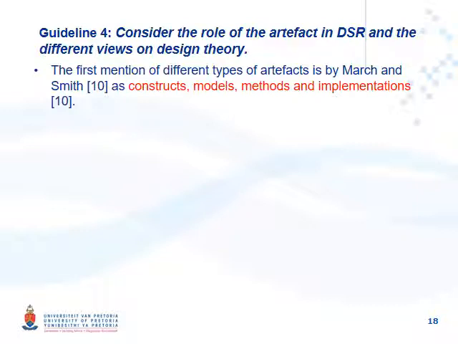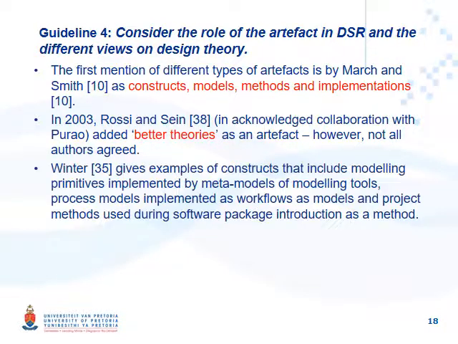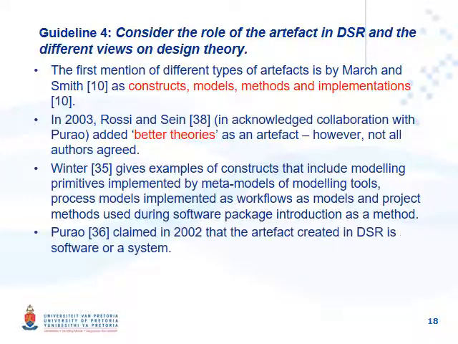Guideline number 4 focuses on the artifact in design science research and the different views on design theory. So the first mention of different types of artifacts is by March and Smith that talked about constructs, models, methods, and implementations. Ross and Sine added better theories. Winter gives examples of constructs that include modeling primitives implemented by meta models of modeling tools, process models, workflows as models, and project methods. Orlikowski claimed in 2002 that the artifact created in design science research is a software or a system, but that can fall under the implementations of March and Smith.